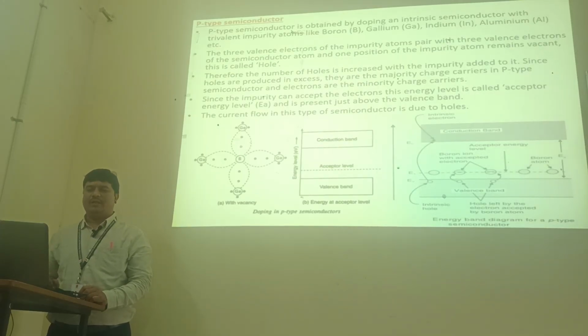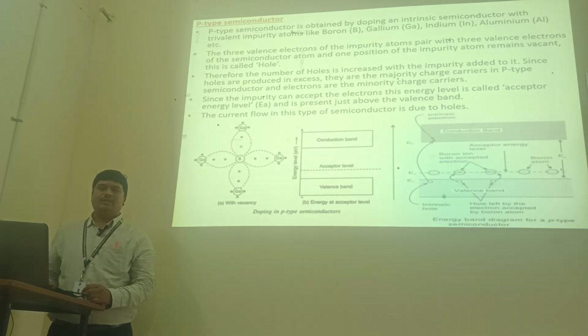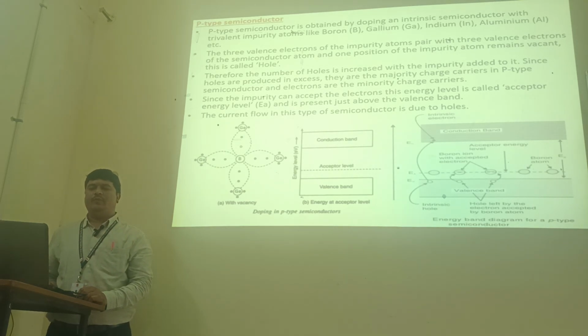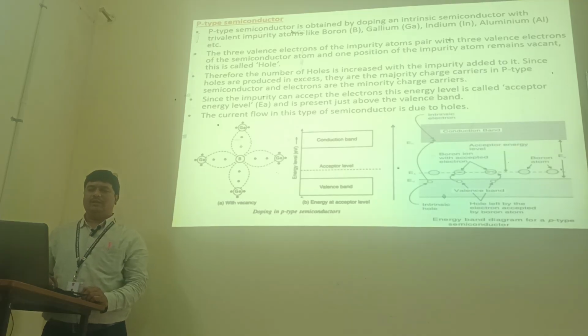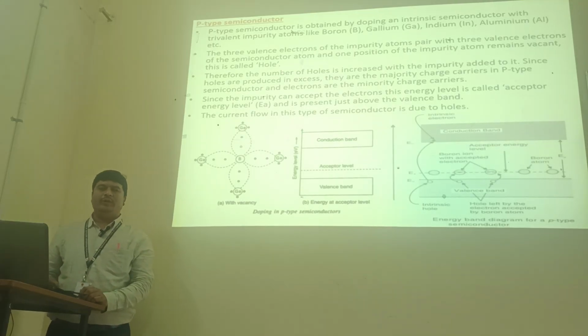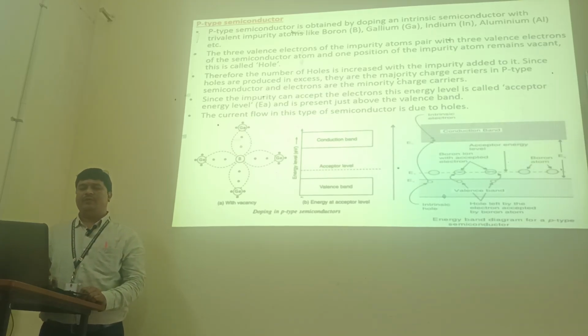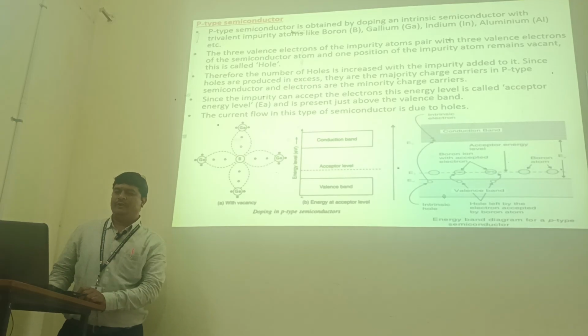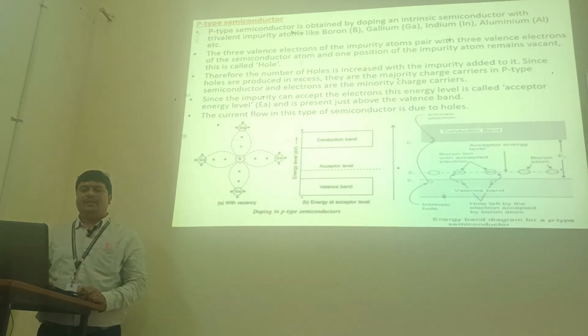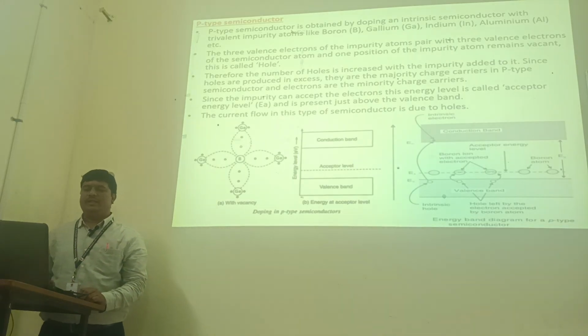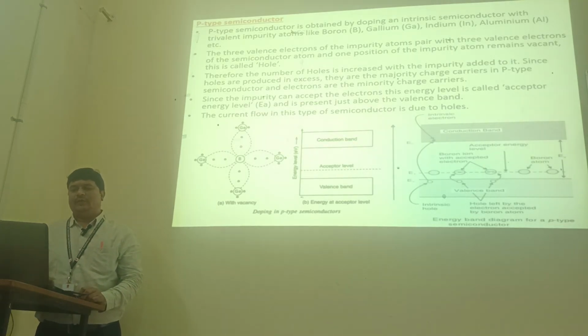P-type semiconductor material is obtained by doping an intrinsic semiconductor material with trivalent impurity atoms like boron, gallium, indium, aluminum, etc. The three valence electrons of the impurity atom pair with three valence electrons of the semiconductor atoms, and one bond remains vacant, called a hole. Therefore, the number of holes increases with the impurity added.